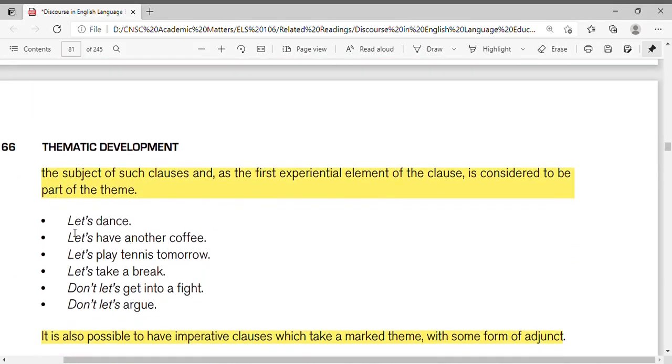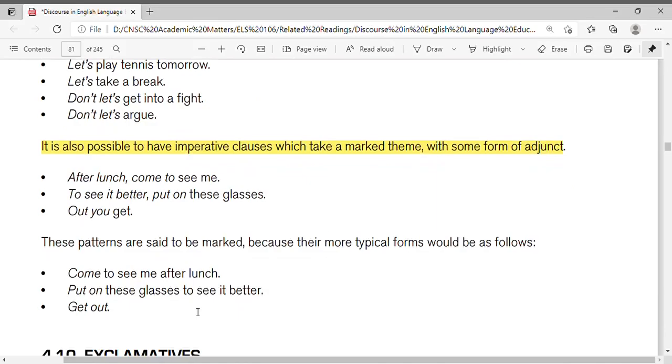So here are now the examples. Let's dance, let's have another coffee, let's play tennis tomorrow, let's take a break. Don't let's get into a fight, don't let's argue, or do not let us argue. So here, let's is considered as the theme in every statement. In the presence of an auxiliary verb, it is also included in the theme.